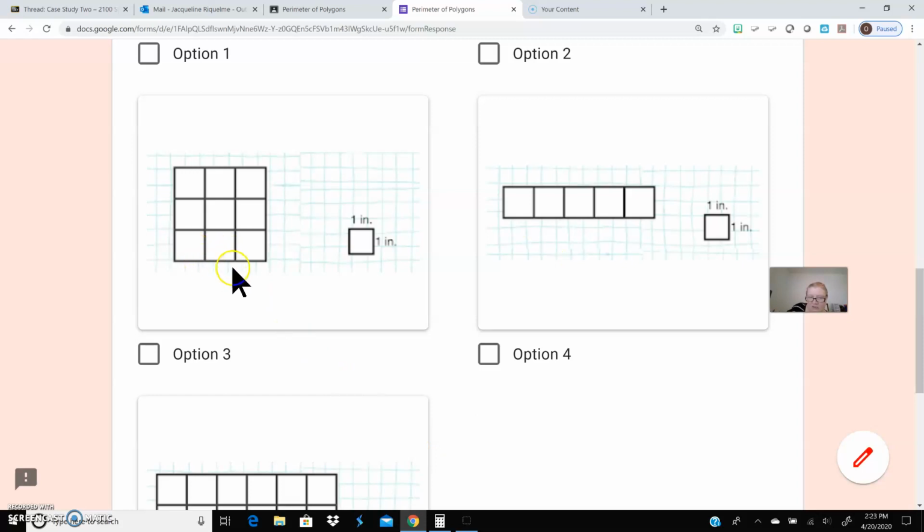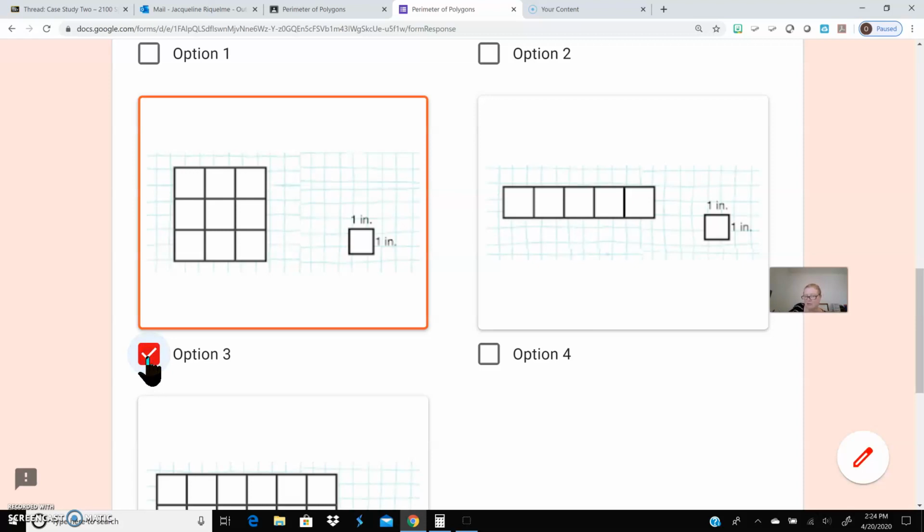I've got 1, 2, 3 on the bottom, so I'm going to have 3 on the top. So I've got 3 plus 3. On this side, I've got 1, 2, 3. Well, there's going to be 3 on the side too. So I've got 3 plus 3 plus 3 plus 3. That'd be 3 plus 3 is 6, 6 plus 6 is 12. So 3 is going to be an option. Let's go to this next one.